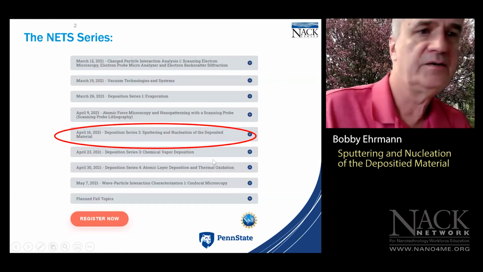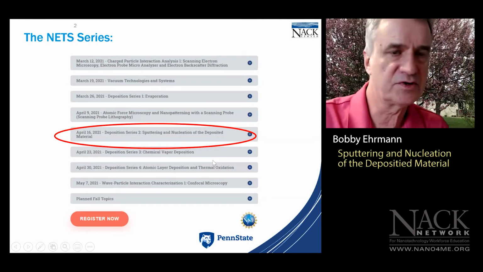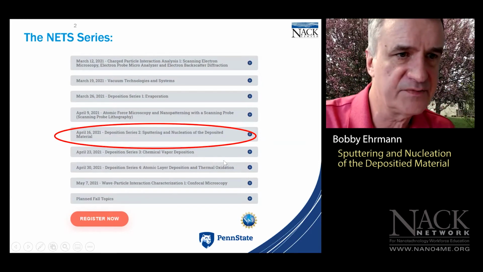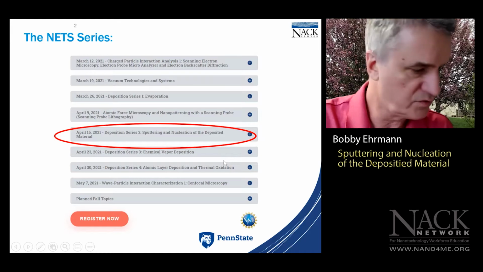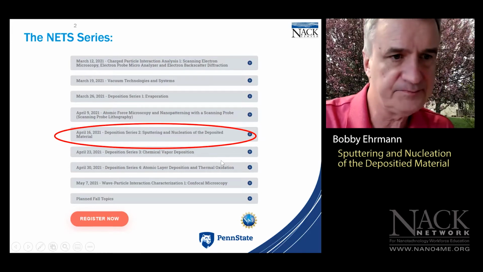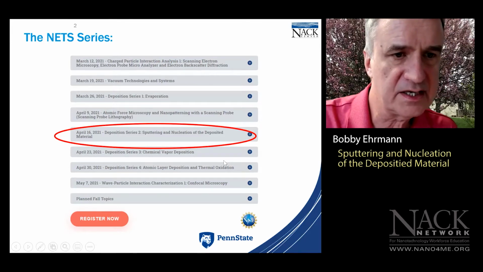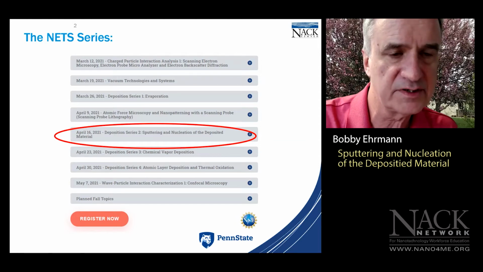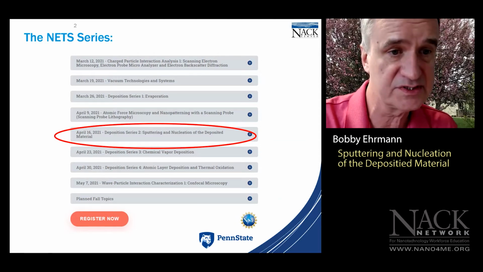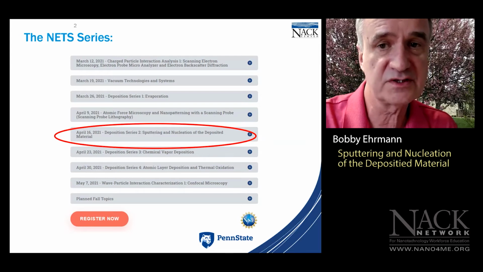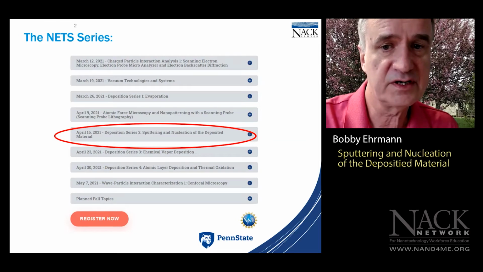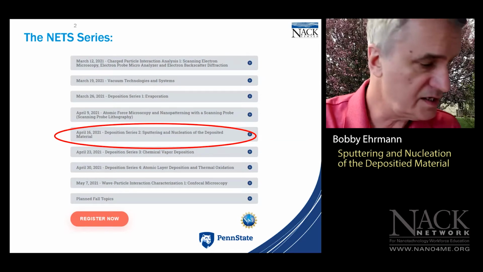And this is our NETS workshops. Today is the 8-segment workshop that we have here. Today we'll do sputtering, one of the deposition series 2. You can see there are 4 deposition techniques that we're covering here, and this is sputtering that we'll be covering today.